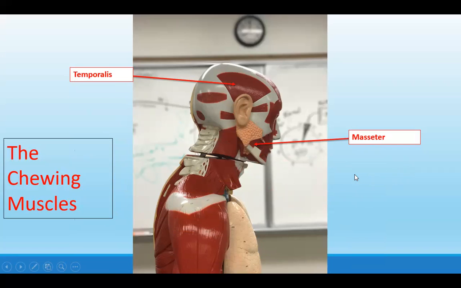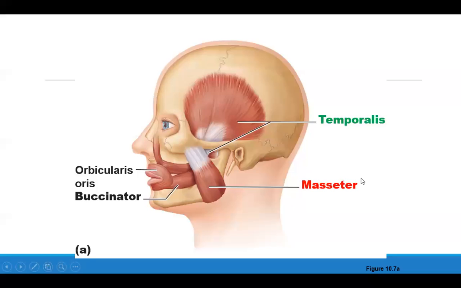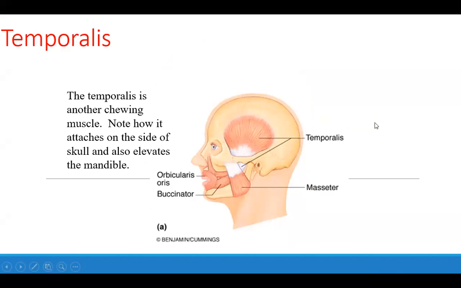And while the temporalis is also a very flat, thin muscle, it does have a real purpose. Now, there's the temporalis inserting on the mandible. Here's the masseter inserting on the mandible. Temporalis is a chewing muscle, attaches to the side of the skull and elevates the mandible. The masseter attaches to the zygomatic process and elevates the mandible.